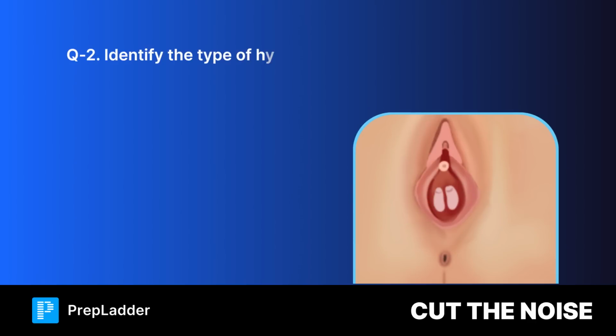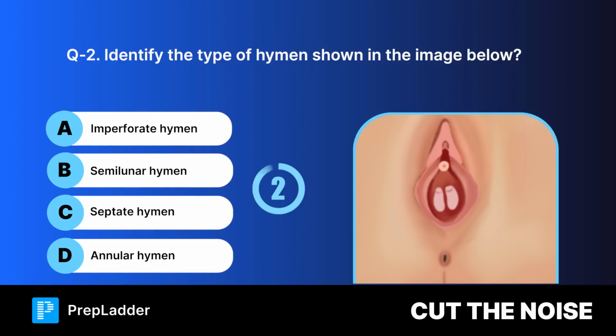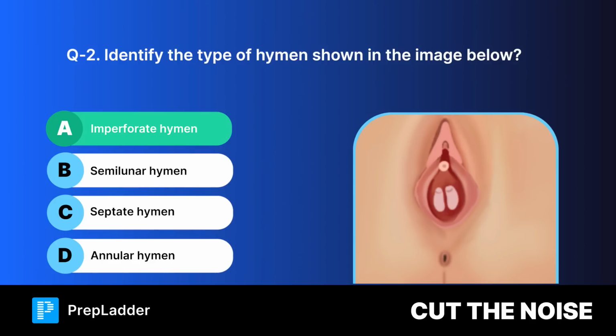Question 2. Identify the type of hymen shown in the image below. Your options are, and the correct answer is imperforate hymen.